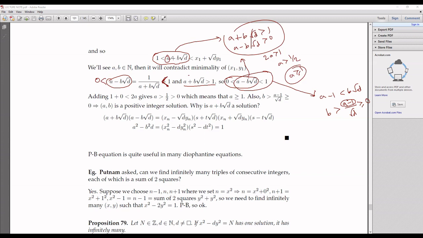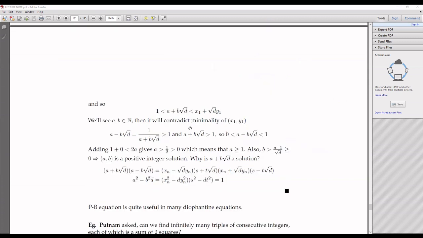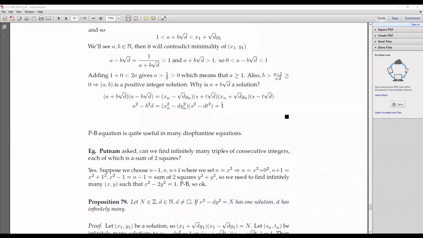So both a and b are positive integers, and they are a solution, but definitely a is less than x1 and b is less than y1, which contradicts the minimality of x1 and y1. So all the solutions have to be of the given form, which completes our proof.